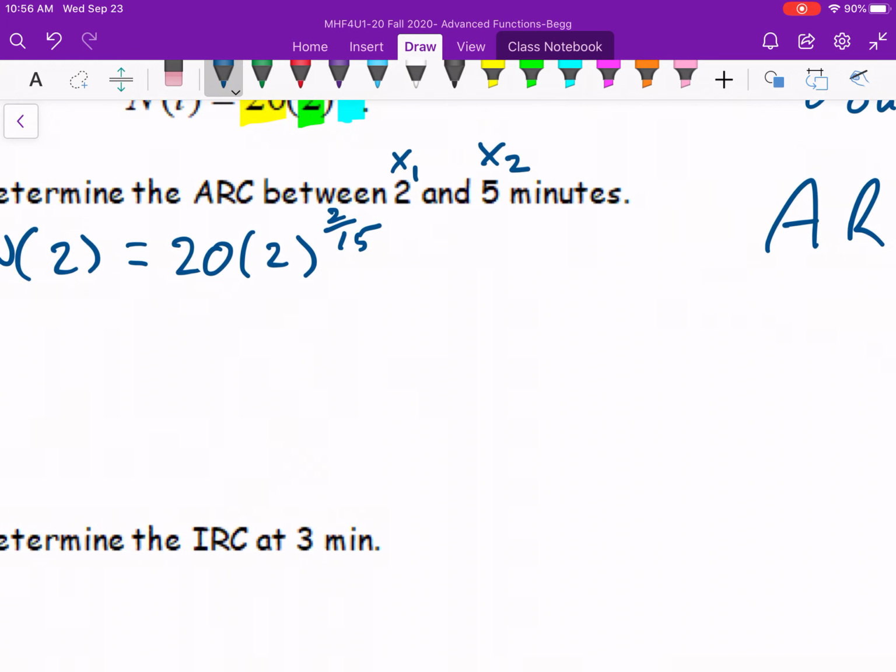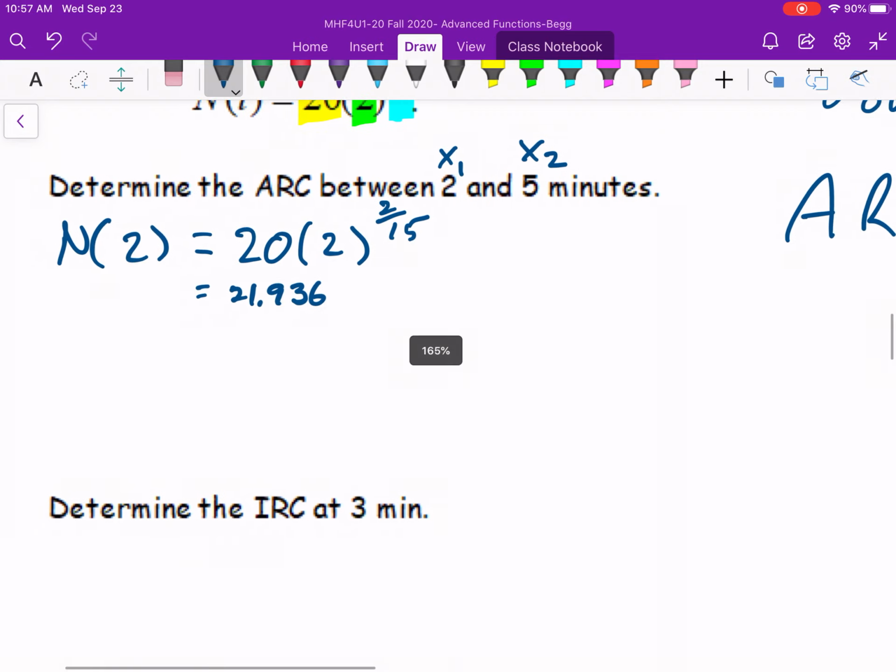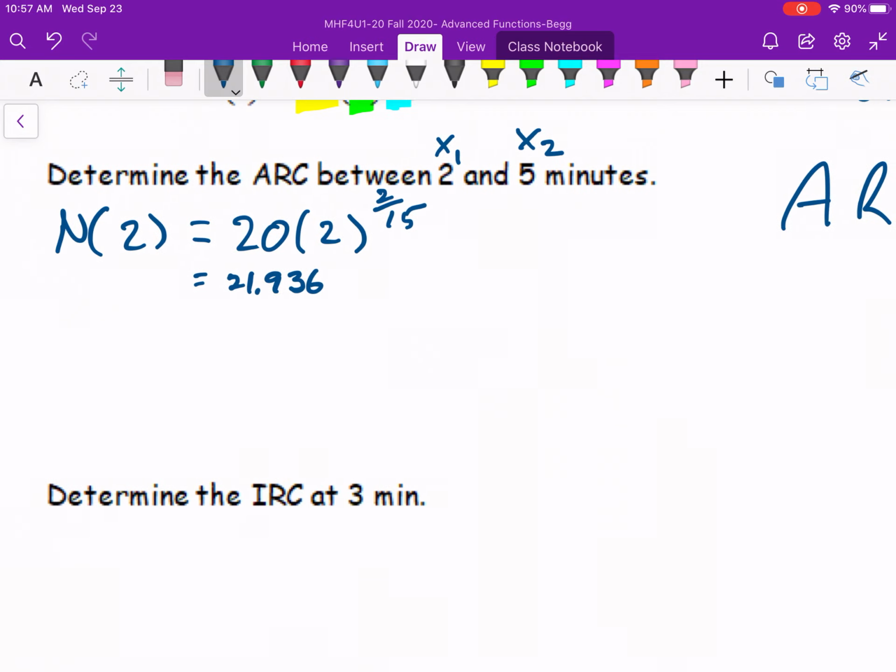Let's make this bigger. That works out to 21.936. I'm going to round it to 3 decimal places. I don't have to carry as many decimal places when I'm doing average rate of change. Really important to carry a lot of decimal places for instantaneous rate of change. Average rate of change is not as big a deal.